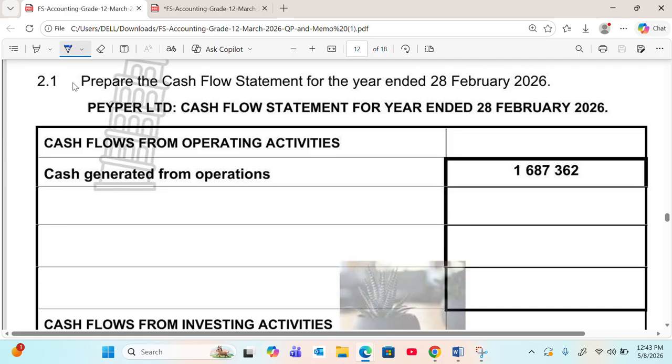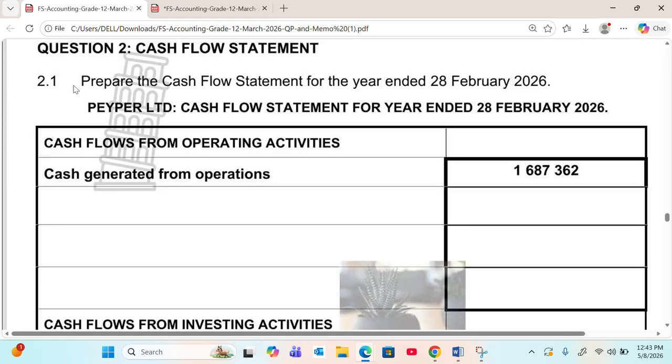So as well, we are also given the answer book. Always check the answer book before you answer the questions, because mostly on the answer book, some figures will be populated, they will be given. So 2.1, here's the answer book guys. We have everything almost given there. On top, the name of the entity, Piper Limited. We also need to indicate the name of the statement. We're preparing the cash flow statement for the year ended 28 February 2026.